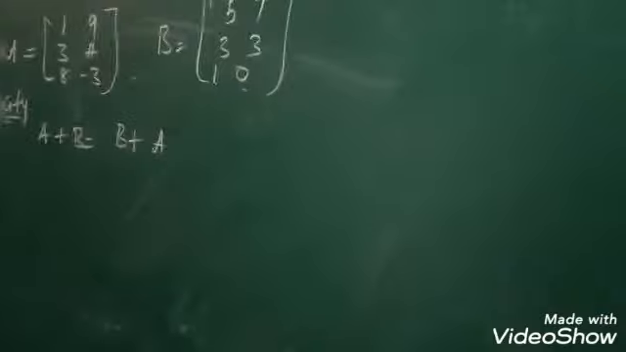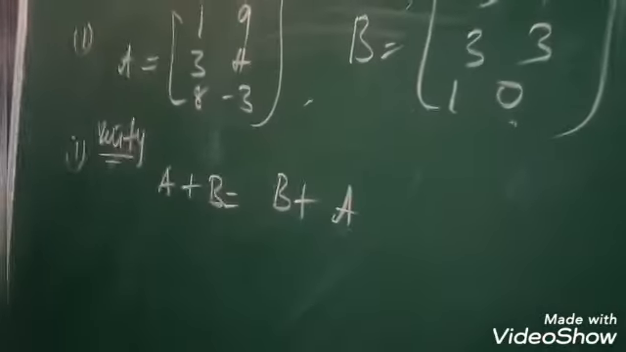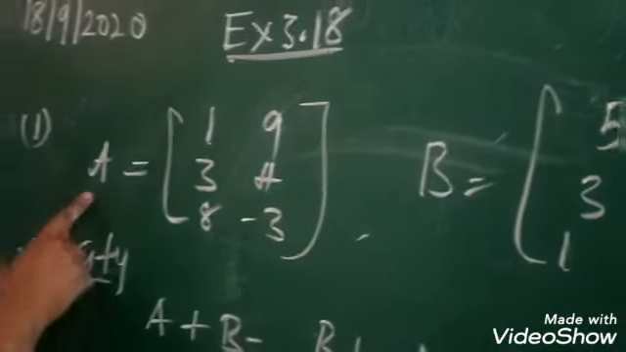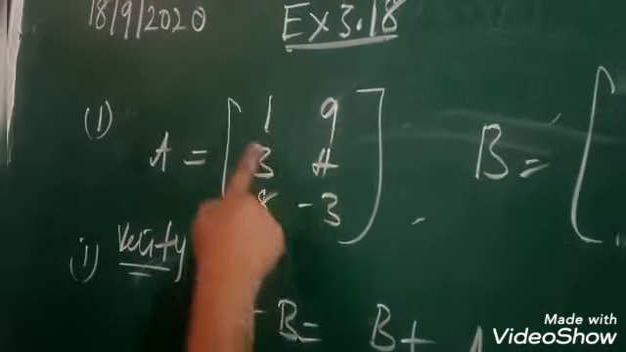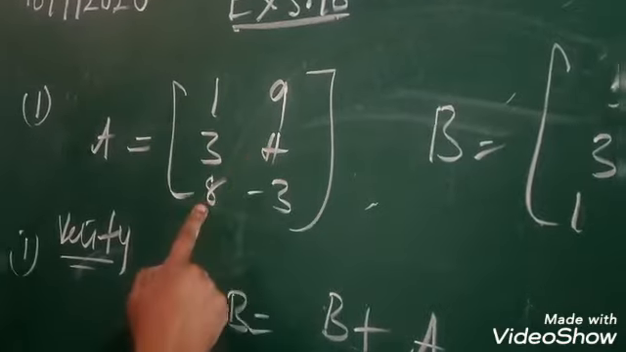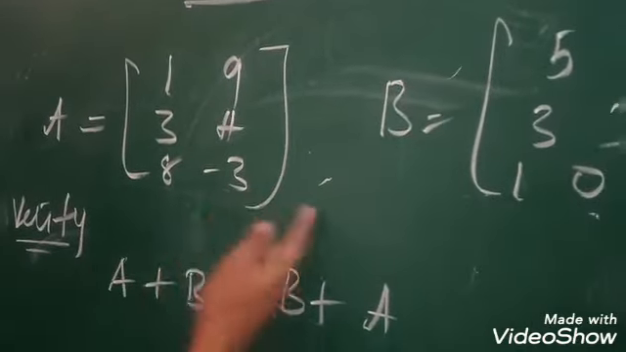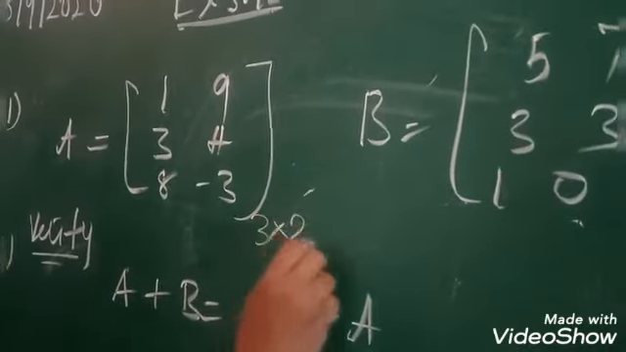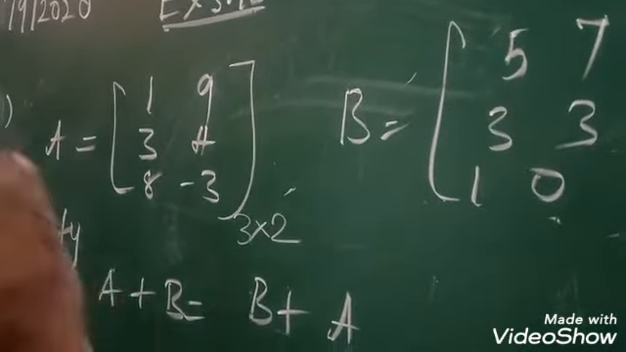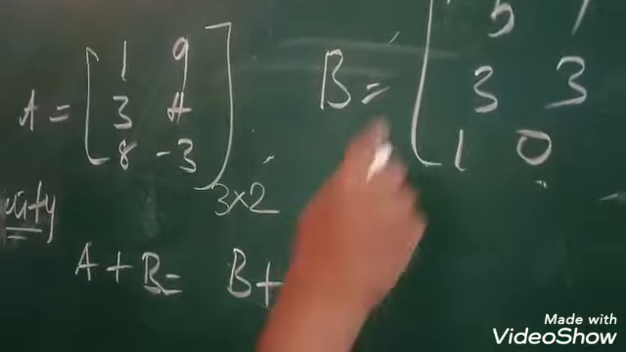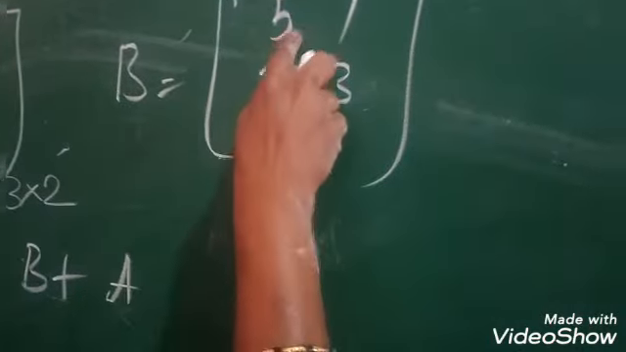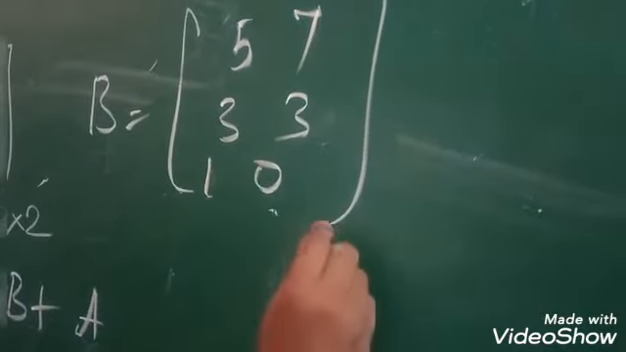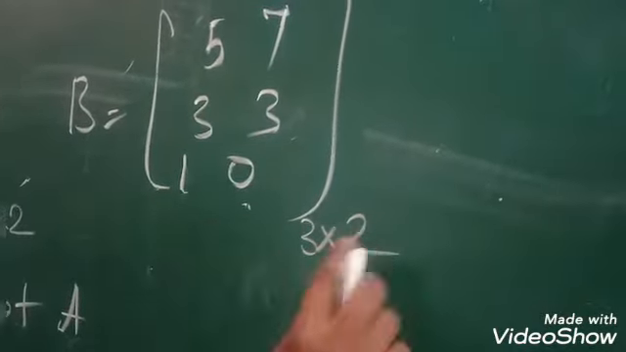See girls, in this exercise 3.18, last video we saw 3.17. The first sum: matrix A is given, first row 1, 9, second row 3, 4, third row 8, minus 3. How many rows, girls? 1, 2, 3. 3 rows, 2 columns. Whatever matrix they give, first you have to write the order. The next matrix is 5, 7, 3, 3, 1, 0. Here also 3 rows, 2 columns.